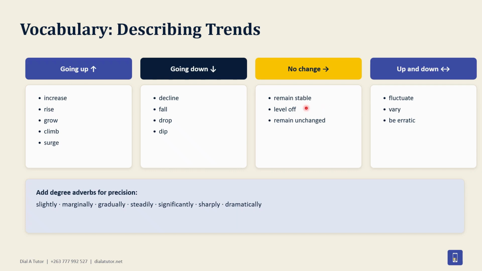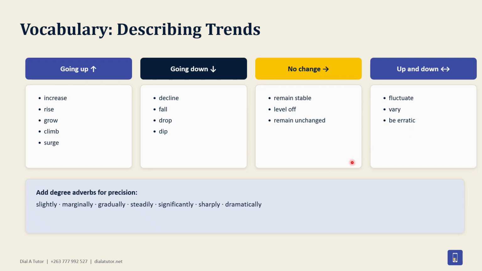When there is no change, you could mention remained stable, leveled off, remained unchanged. Do you see the words that you're supposed to use? Fluctuate, perhaps when things are going up and down. I should have probably indicated here, going up and then going down. Very erratic, that's a fluctuation there.